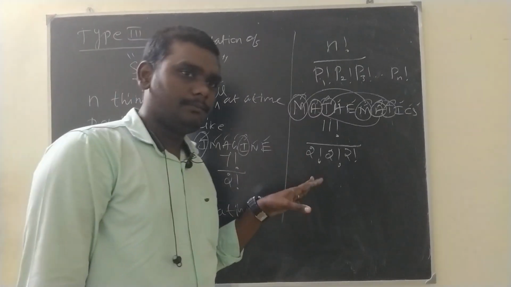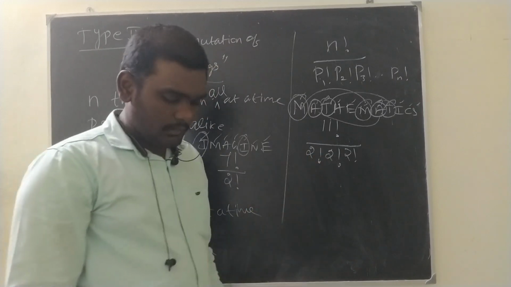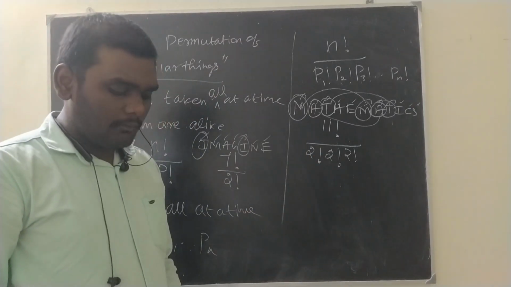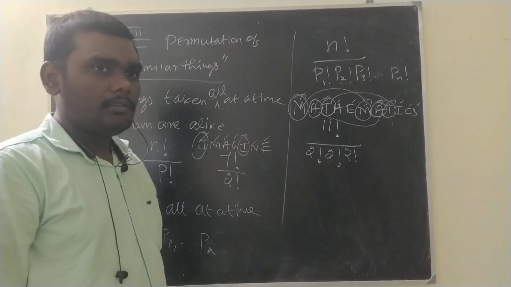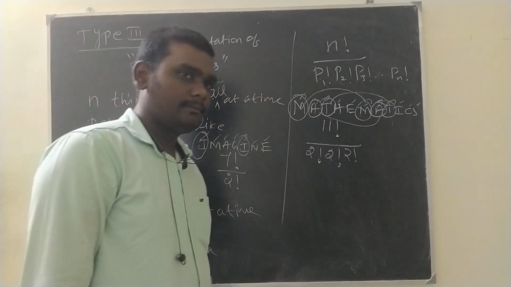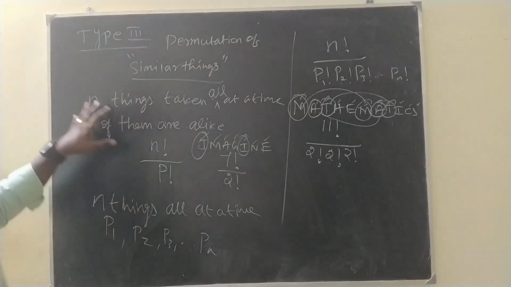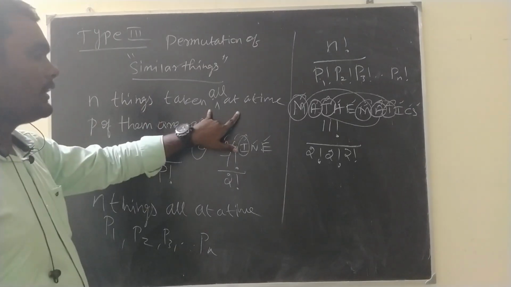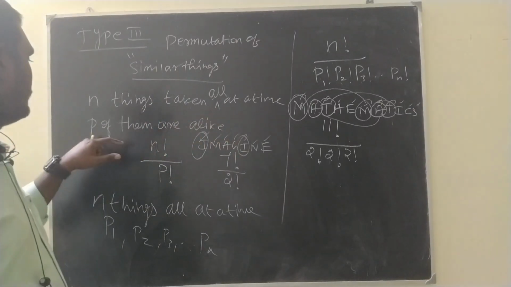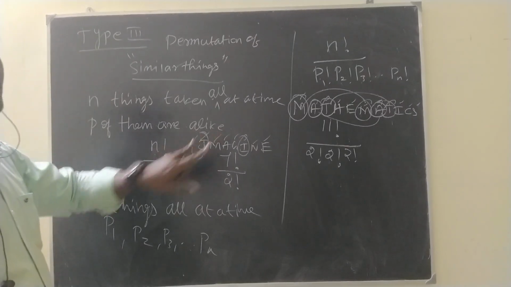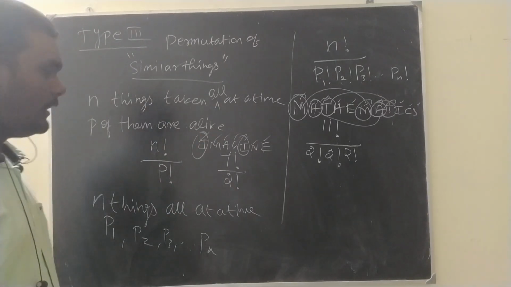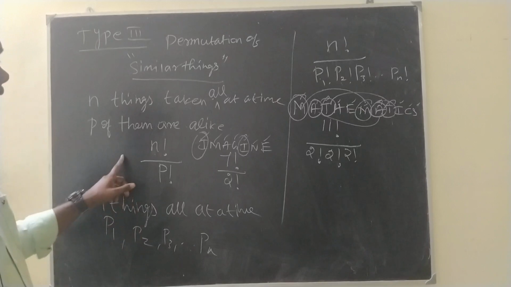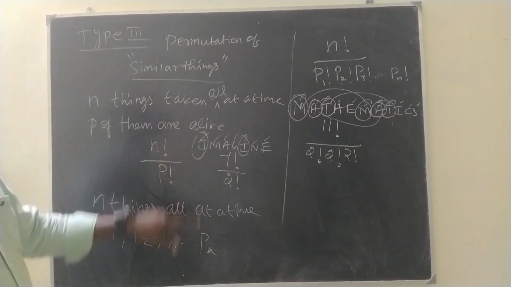Any doubts in this? Then we'll jump to the questions. Also, I want you to underline something. See, n things all at a time, P of them alike. N things all at a time, P of them alike.